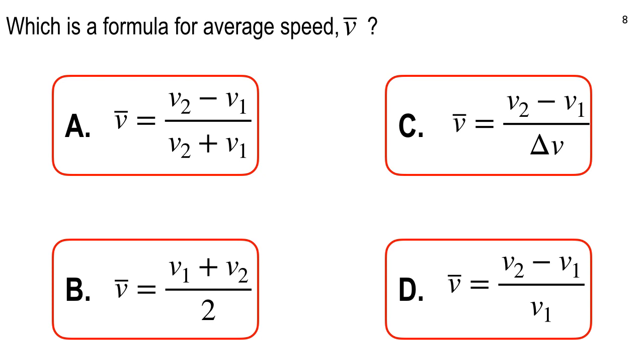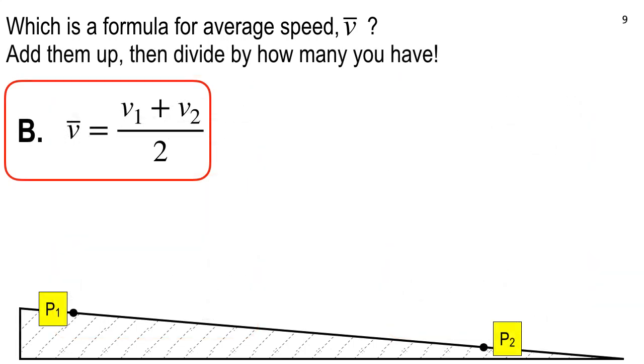Okay, pretty good. Yeah, the correct answer is B. Basically, just add them up and then divide by how many you have, in this case, 2. All right? And that's how you do an average of 12 people's age, the average of anything. The average mass of 25 donuts or whatever you have. All right? So go ahead and make a note of that.